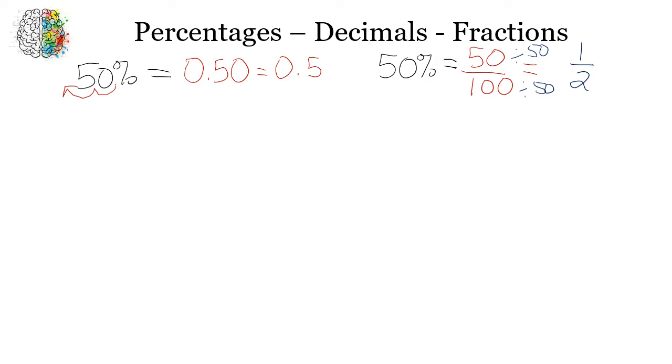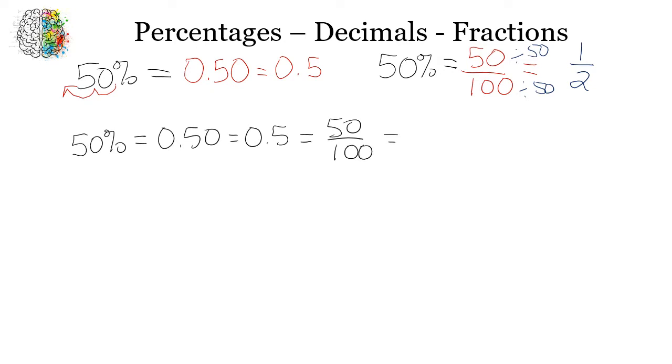So that tells me that 50% equals 0.50, which equals 0.5, which equals 50 over 100, which equals 1/2. So all of these equations, these are all equivalent expressions.